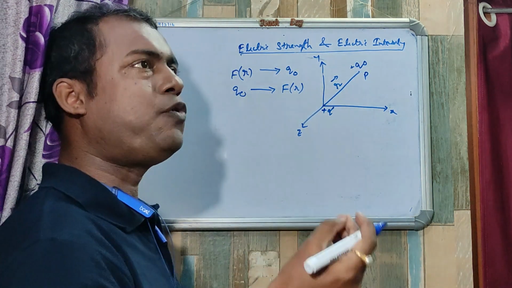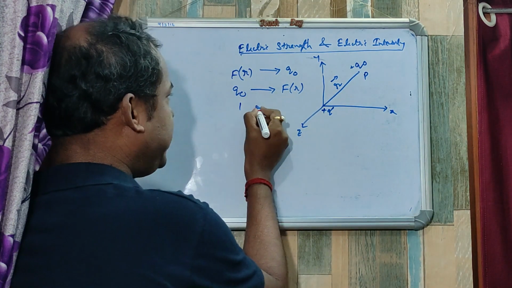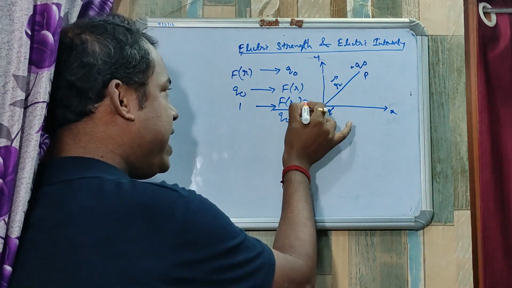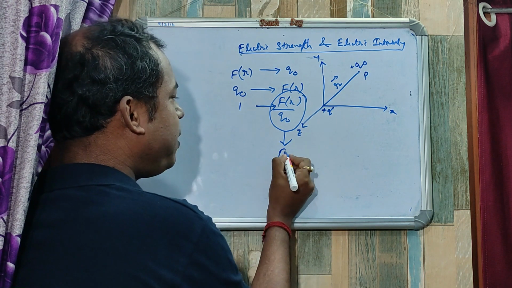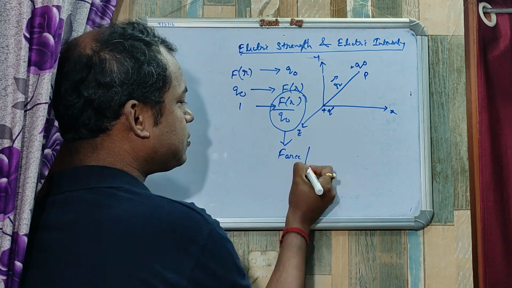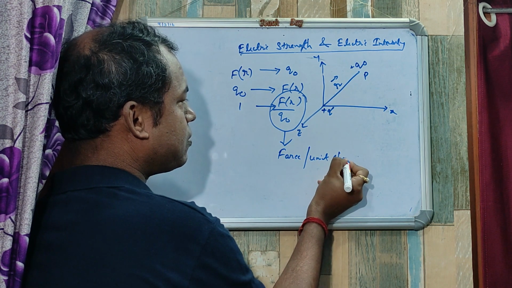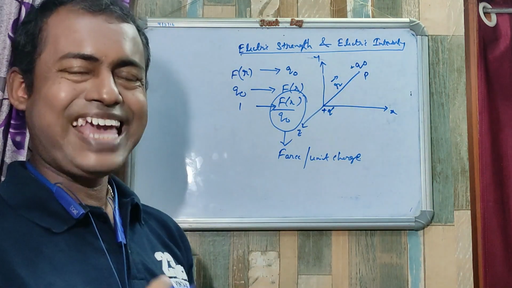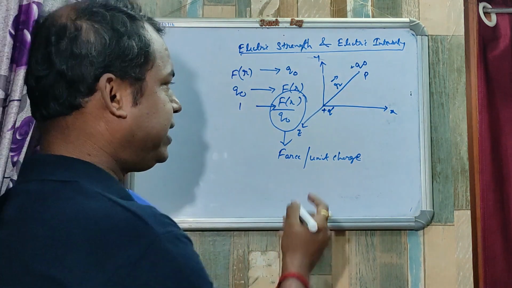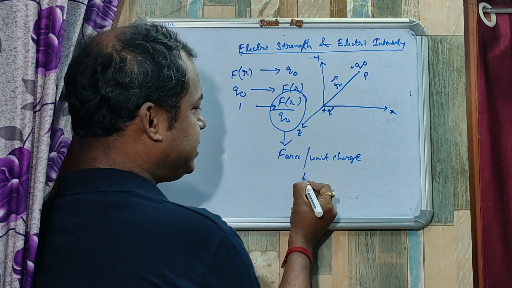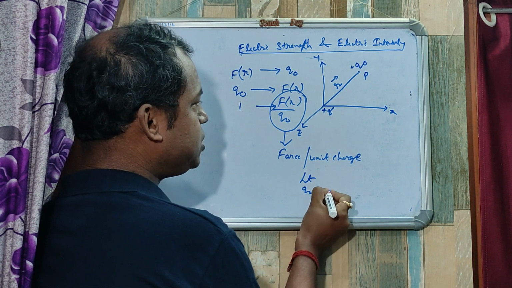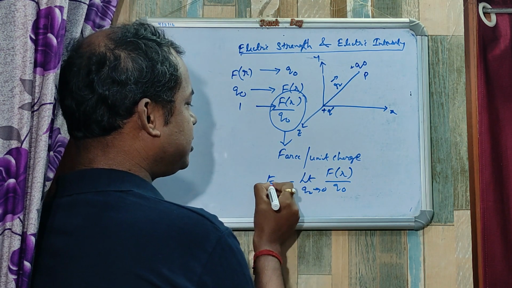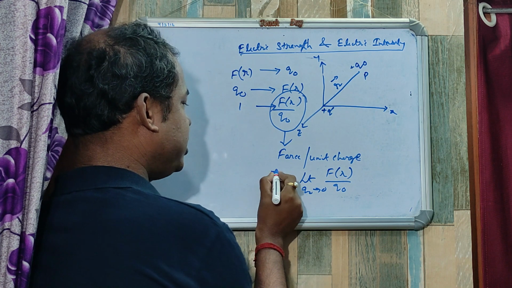Therefore, what is the force per unit charge? For unit charge, the force is Fr by Q0. This is Fr by Q0, and it is called the force per unit charge. Now here Q0 can be taken as tending to 0. That is, limit Q0 tends to 0 of Fr by Q0. This is called the electric strength or electric intensity, whatever you name it.